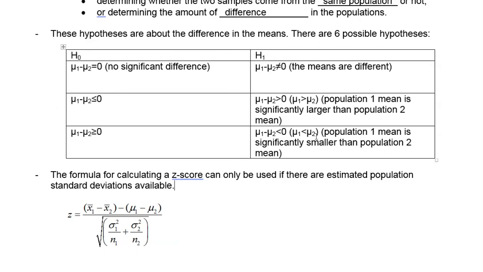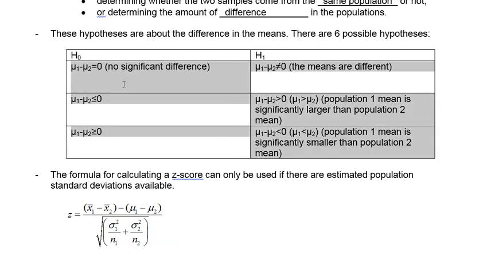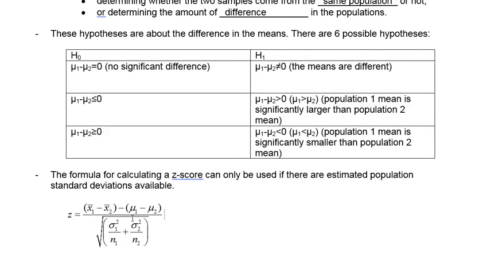But you'll notice every single one of these possible 6 hypotheses, we have a 0, right? When we're looking at that difference, we're either saying it's equal to 0, less than 0, greater than 0, or some combination of those. So this formula looks a little worse than it actually is, because the mu1 minus mu2 is going to be 0 for every single one of those 6 hypotheses.